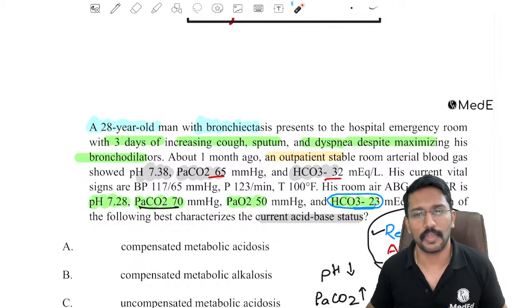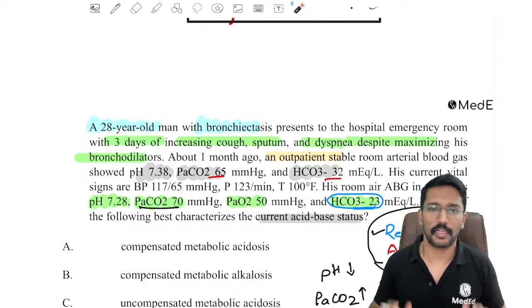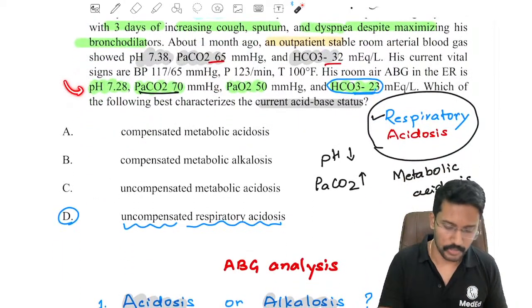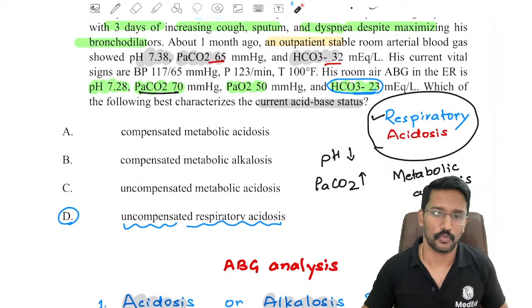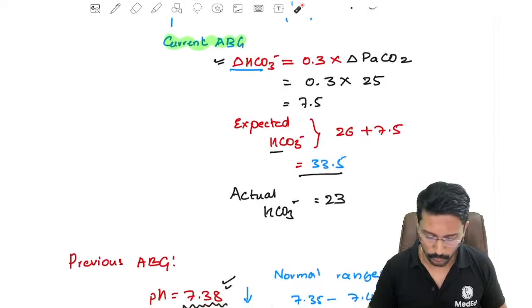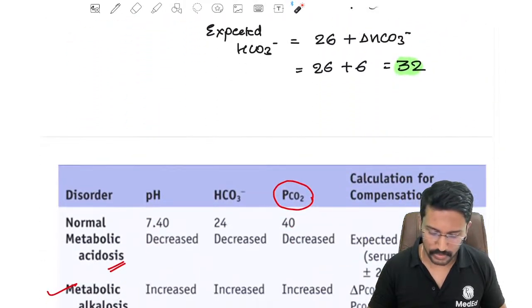Now that he has developed an infection that would have caused the metabolic acidosis, that is why current ABG shows respiratory acidosis with metabolic acidosis. Clear? So you got the approach. So this is how we approach a case of ABG.